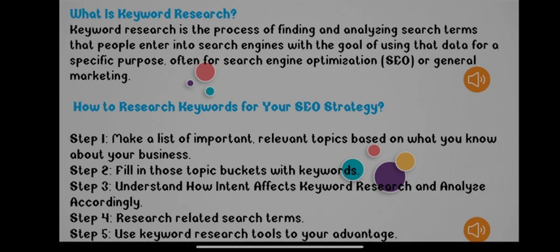Now next, let us see what the steps are, or how we can plan the keyword research. The first step is to make a list of important relevant topics based on what you know about your business. What does this mean? For example, in the last traveling example, whenever we were selecting a location to travel, after that we searched concepts related to that location, like best places to see in Goa, restaurants in Goa, and hotels in Goa.